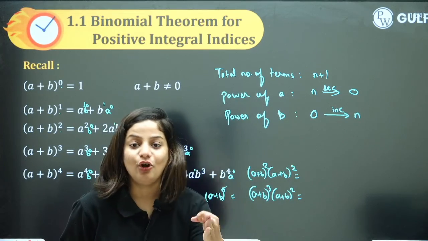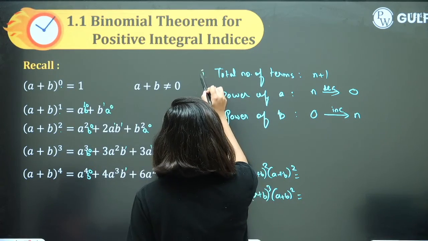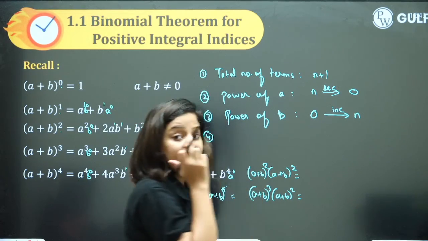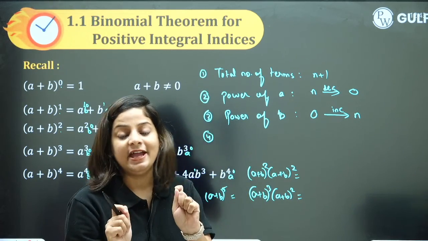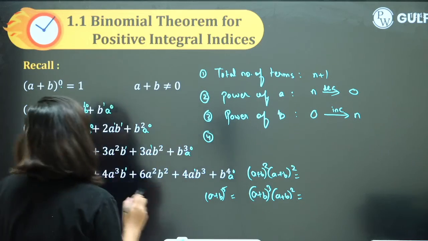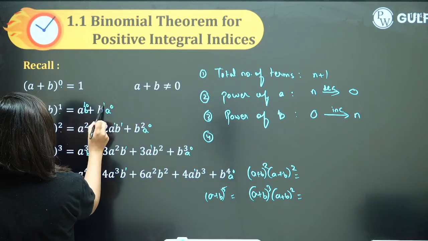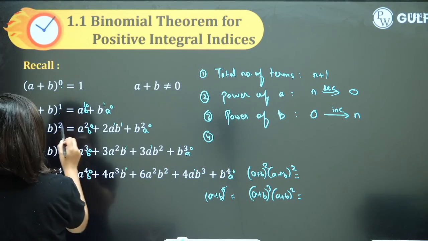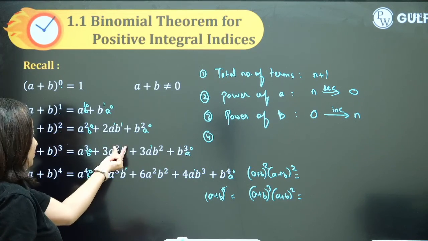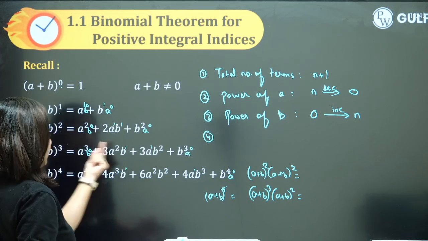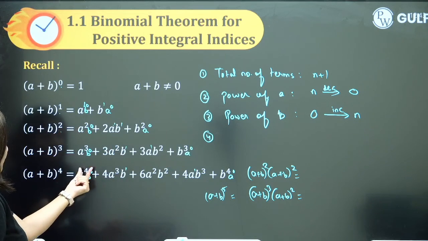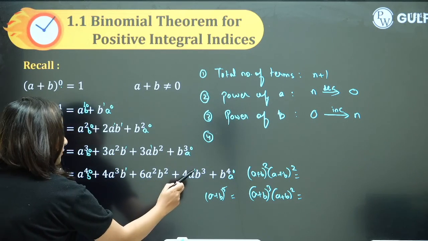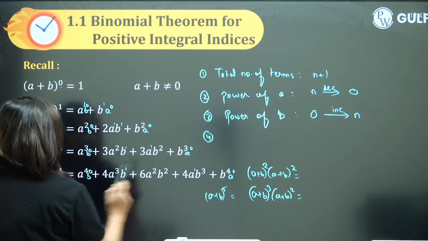That's your third observation. And one last observation, my children, one more beautiful observation we have to make, that the sum of powers of A and B will be equal to n. 1 plus 0, 1, 1 plus 0, 1, 2 plus 0, 2, 1 plus 1, 2, 2 plus 0, 2, 3 plus 0, 3, 2 plus 1, 3, 1 plus 2, 3, 3 plus 0, 3, 4 plus 0, 4, 3 plus 1, 4, 2 plus 2, 4, 1 plus 3, 4, 4 plus 0, 4.